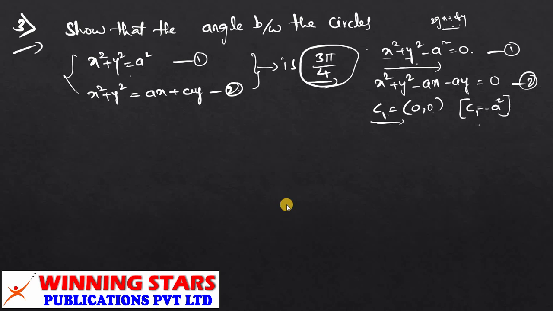Now from the first circle we get the r value: r1 is equal to under root of 0 plus a square, the root gets cancelled, so r1 is equal to a.